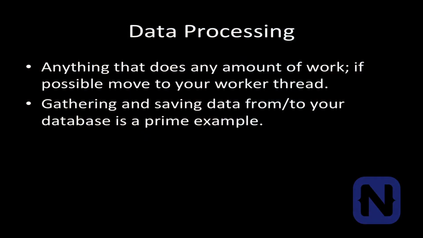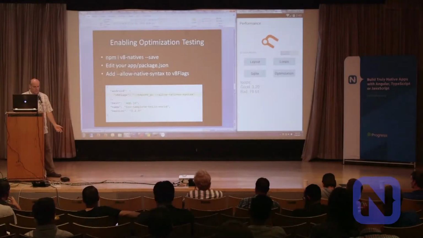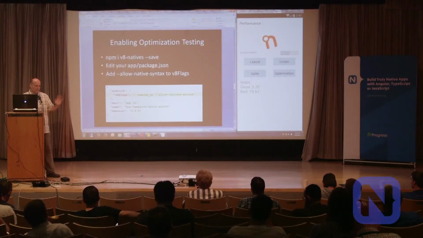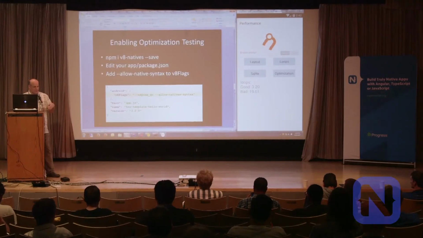So the next piece I wanted to deal with was enabling optimization testing. This doesn't apply to iOS. Unfortunately, JavaScript core, which is what iOS uses, doesn't have a lot of these internal hooks. V8 has a huge number of hooks to tie into.